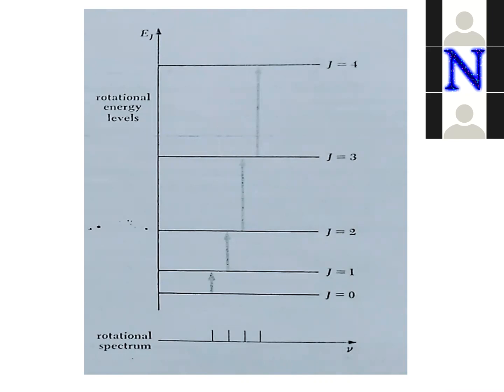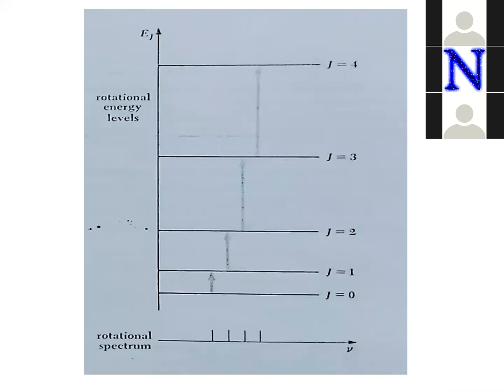If the molecule jumps from J is equal to 1 to J is equal to 2, it leads to the second absorption line. If it is making a transition from J is equal to 2 to J is equal to 3, third absorption line. J is equal to 3 to J is equal to 4, fourth absorption line.